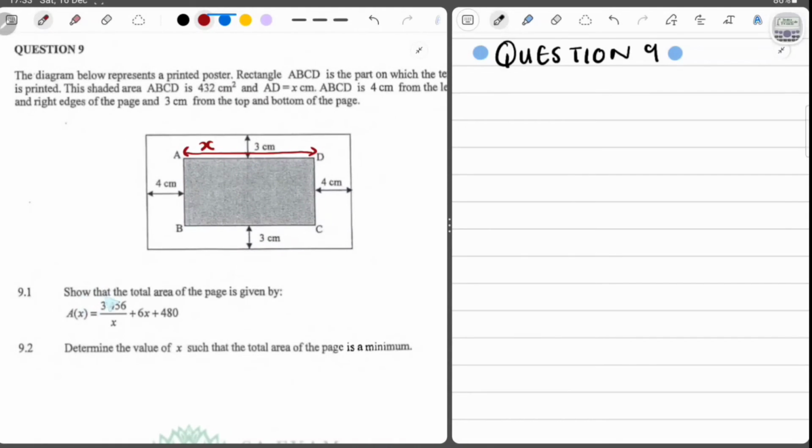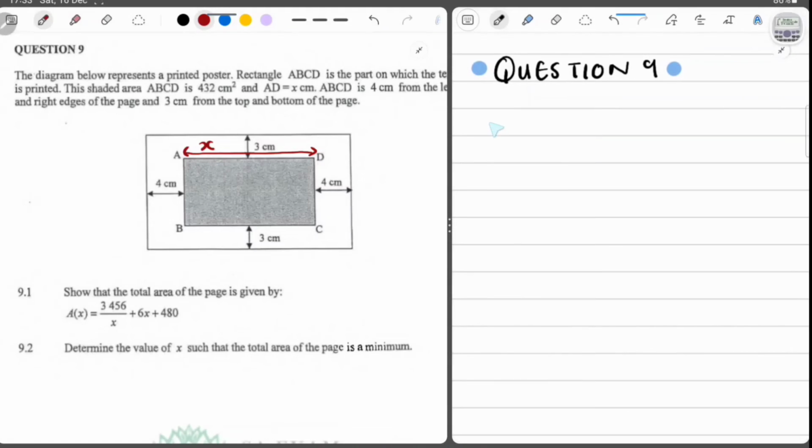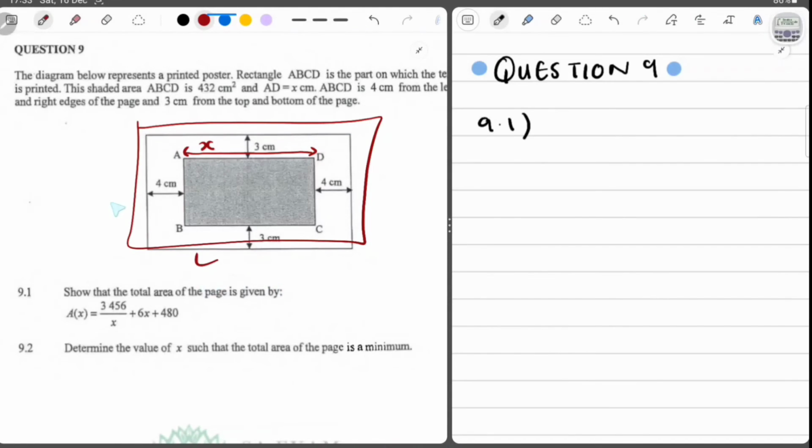The first question is for us to show that the total area of the page is given by this equation. So you see the whole goal is to find the area of that entire page. That's what we need to do. 9.1. How do we find the area? Well, you know that the area of a rectangle is always going to be length multiplied by breadth. That's all. So let's see if we can find each of them, the length and the breadth, if we can find expressions for them. It's not going to be a simple number because this is in terms of x.